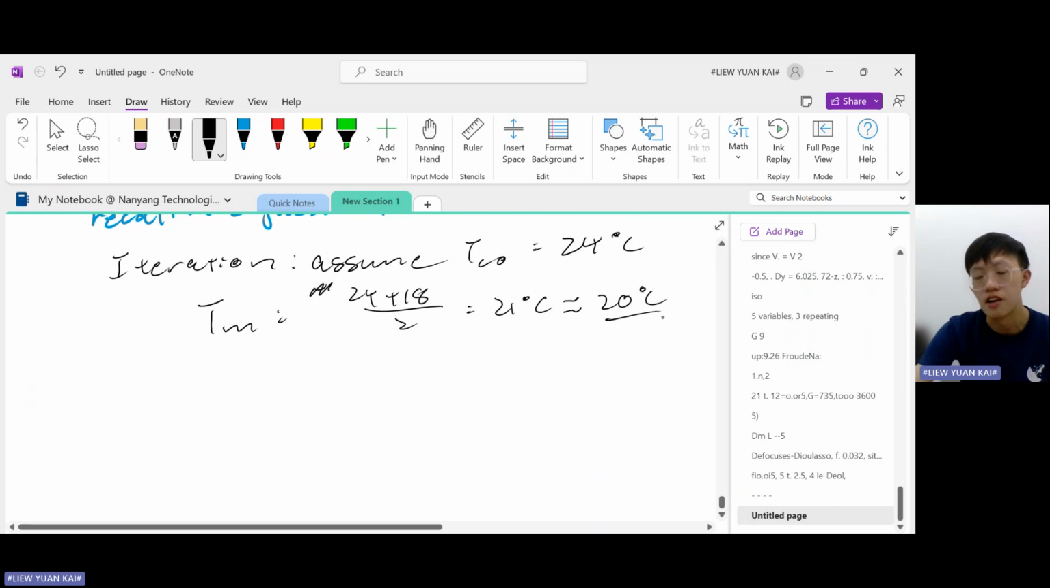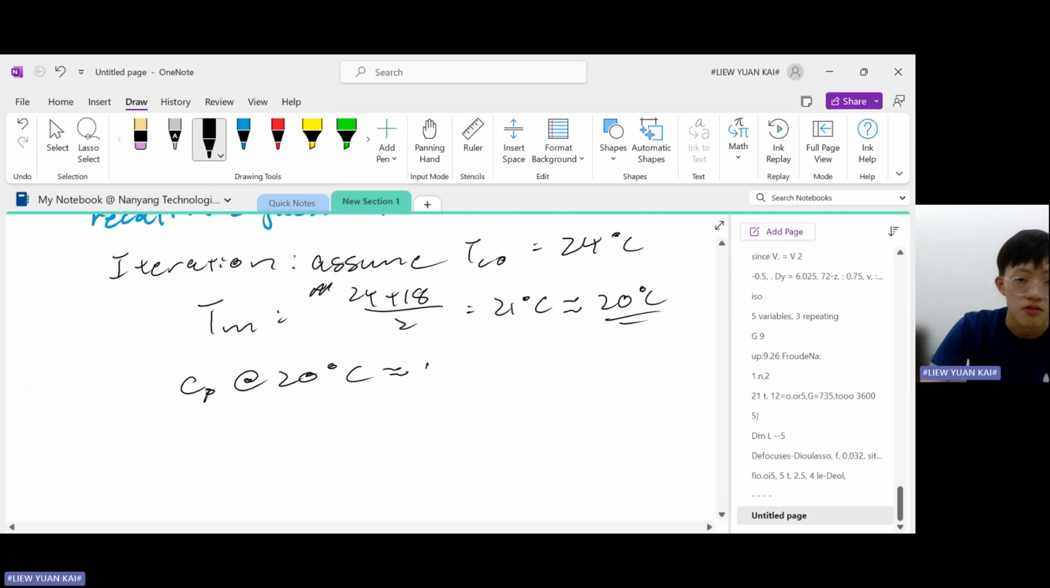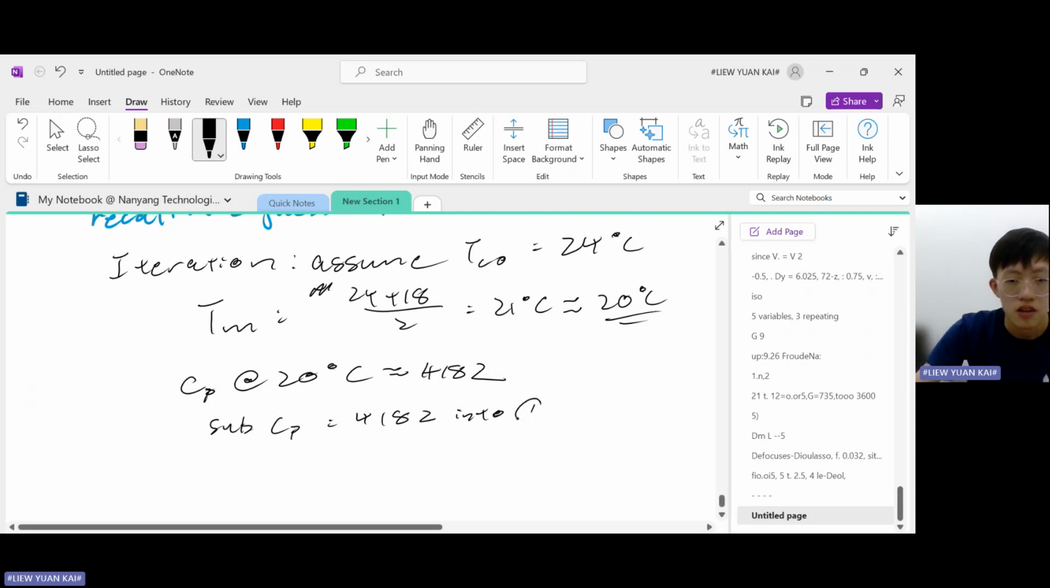I round it off because I want to avoid interpolation. And 20 degrees Celsius is directly available in the property table. So your CP at 20 degrees Celsius is about 4182. Then after that, you sub this back into 1, so sub CP equals 4182 into 1.